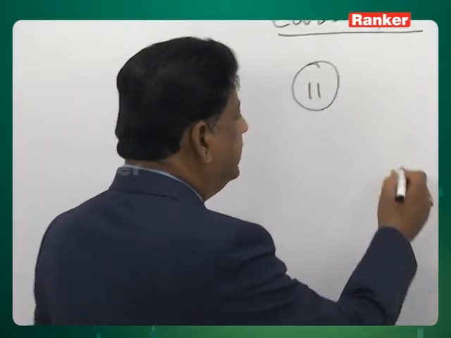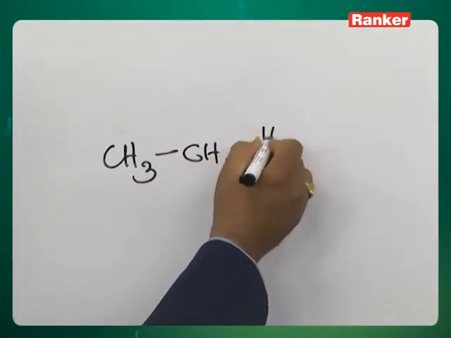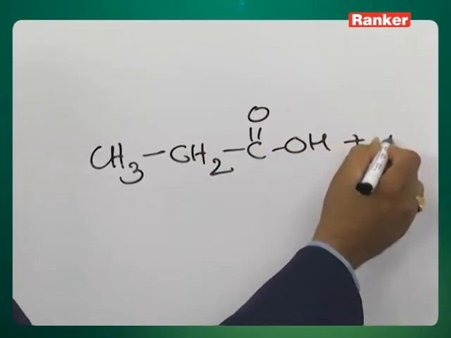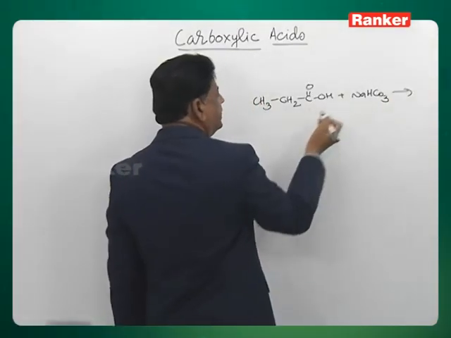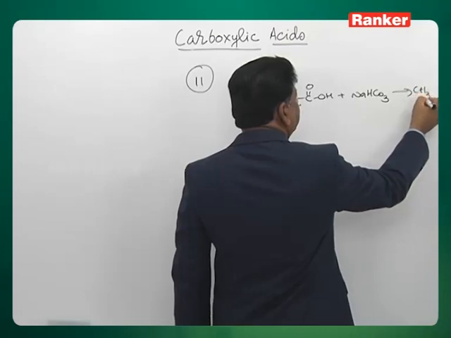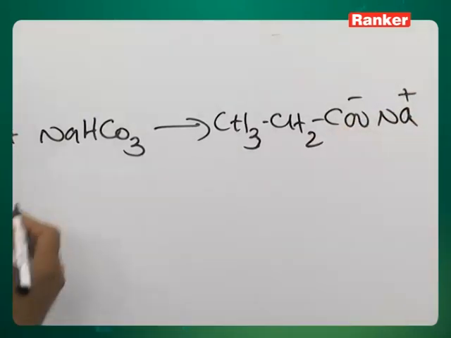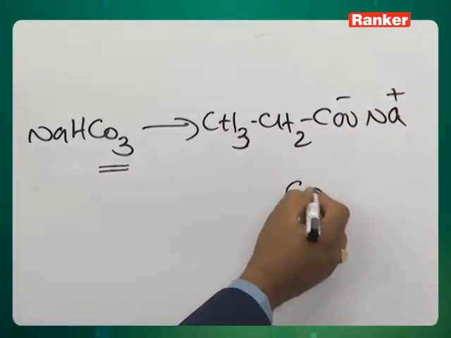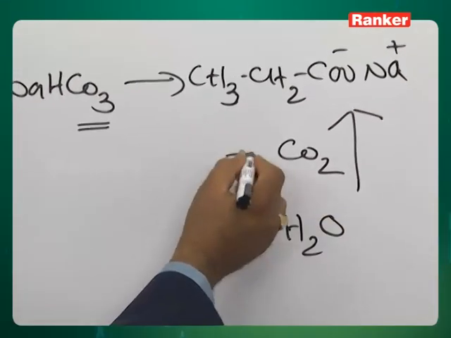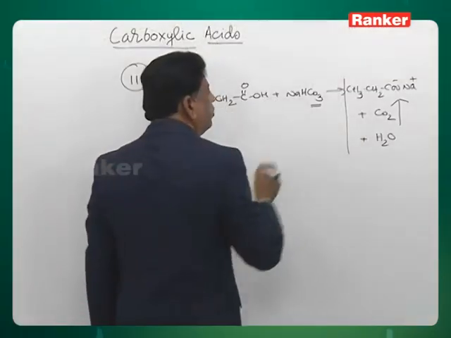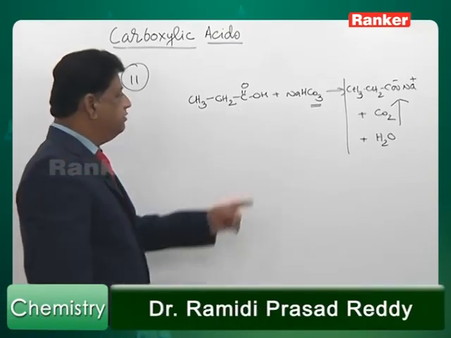So let us write the reaction here. Propionic acid is a common name of propanoic acid. This propanoic acid is treated with sodium bicarbonate, NaHCO3. It is an acid-base neutralization, and the acid will become the salt, CH3CH2COO minus Na plus, and carbon dioxide is released, and one H and OH form H2O. So these are the three products formed in the reaction: one is the sodium salt, second one is carbon dioxide, third one is water.